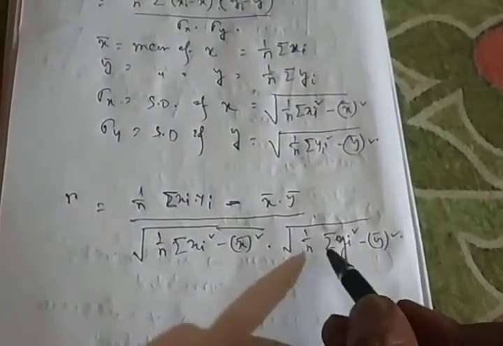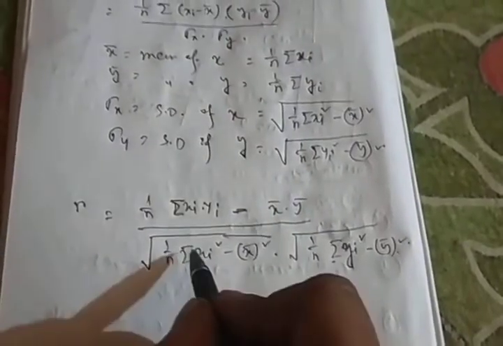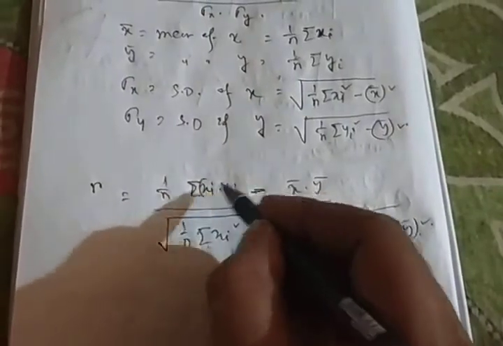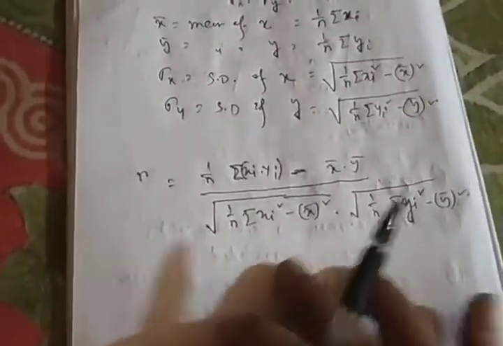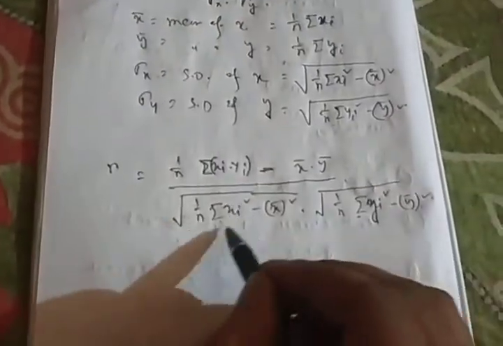Okay, this is a summation for only yi, not y bar. This is also for only xi, but not x bar. And this is a summation for both. Xi yi means x1 y1 plus x2 y2 plus x3 y3. Okay, right? This is the formula.